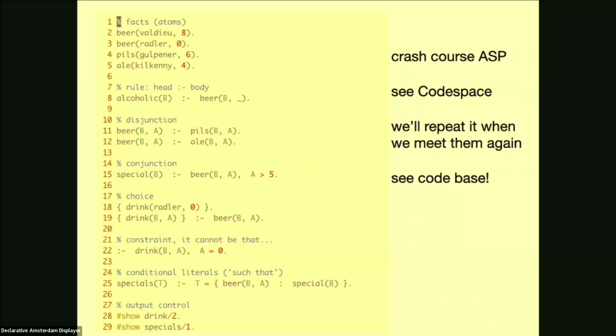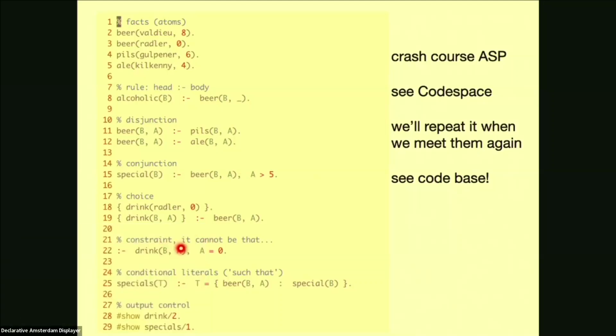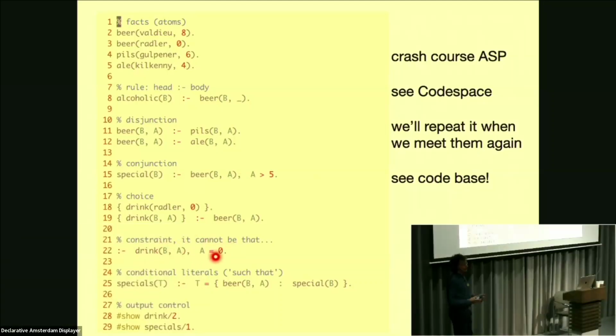And it's much easier to think of this as saying it cannot be that, and then fill in the clauses that you find here. So in this case, it cannot be that there is a drink B, and A is 0. And that basically means A is the alcohol percentage. And this says the constraint is there may not be a drink and A is 0. That's basically the way you have to think about it.